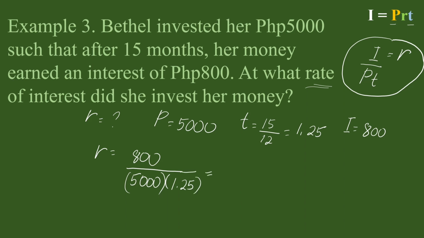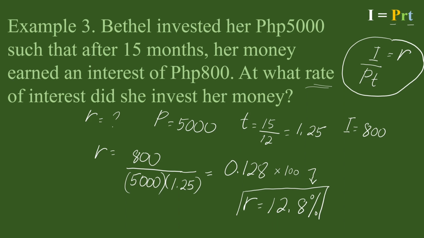Okay? So you will be getting a decimal that is 0.128. Okay? Now, the unit of rate should be in percent. So, our final answer, since this is a decimal equivalent of the rate, the equivalent of 0.128 in percentage is 12.8%. In other words, let us multiply this by 100 to make it a percentage value. Right? So 12.8% is the final answer.